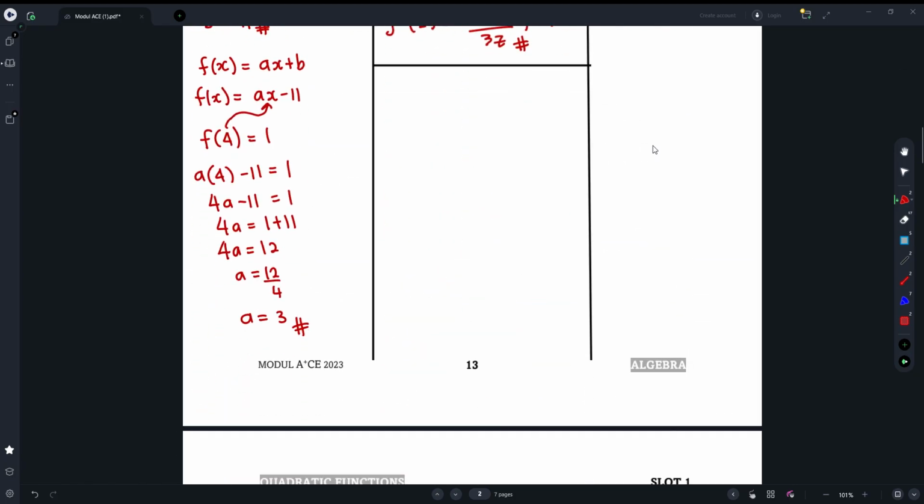So gh(x) is equivalent to the function f(x). We can conclude that gh(x) equals ax plus b, which is 3x minus 11, because the values of a and b we already found in the previous working. And then we have the second function g(z), which is 5 over 3z plus 11.